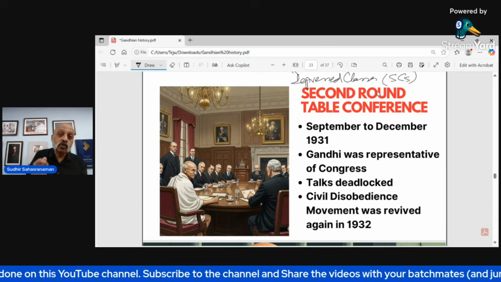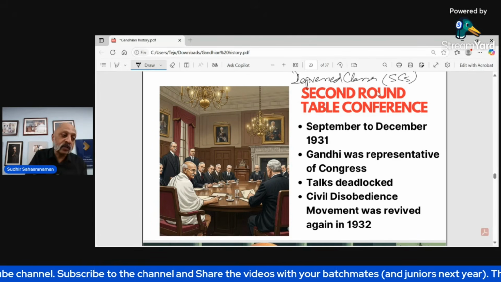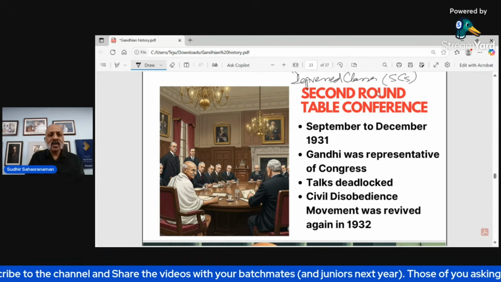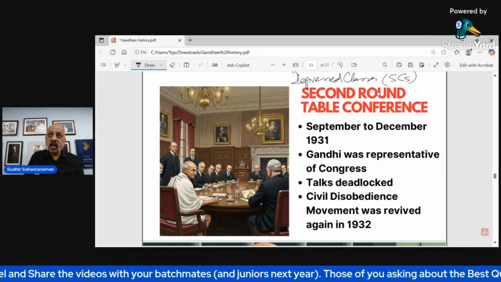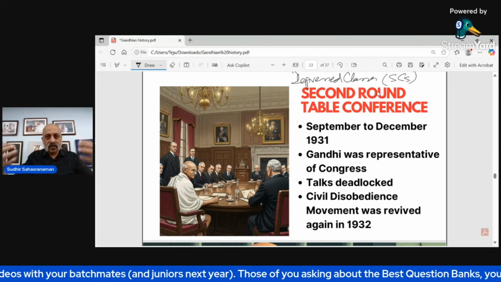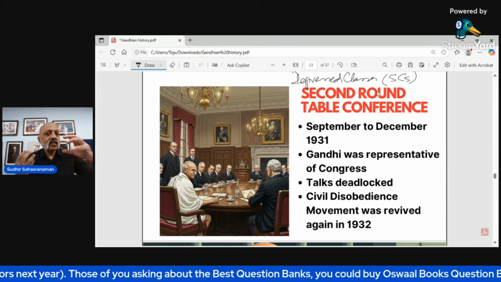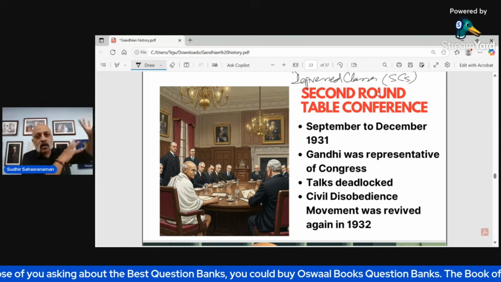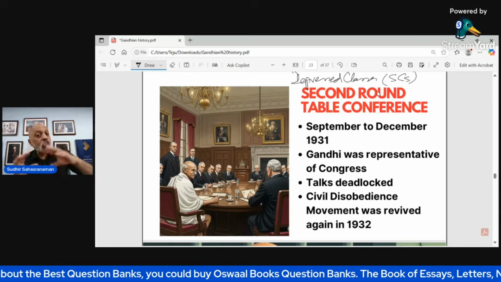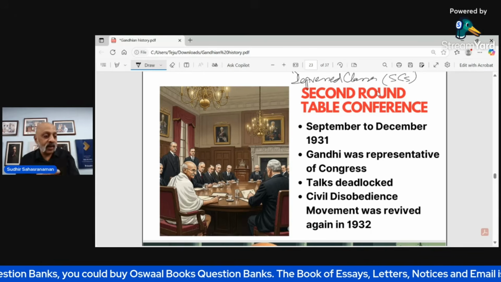And Britain refused to accept even the demand for dominion status. Dominion status essentially means a self-governing member state, but under the British crown. That we want our own self-government. Britain refused to accept it. So in that sense, the civil disobedience movement, except for the few demands like the salt tax, did not achieve much for India.